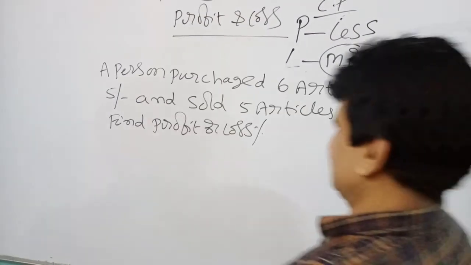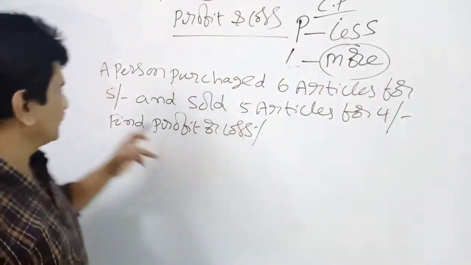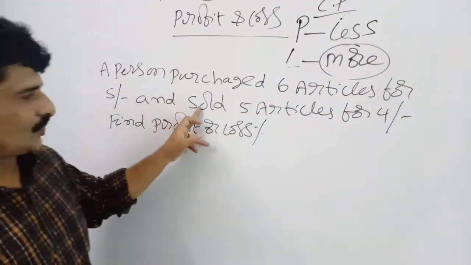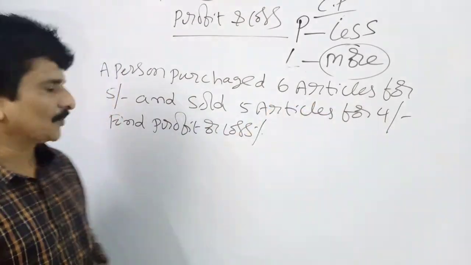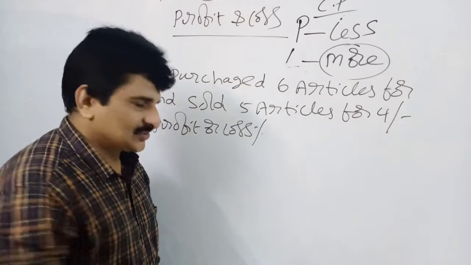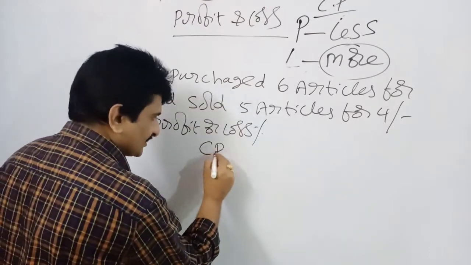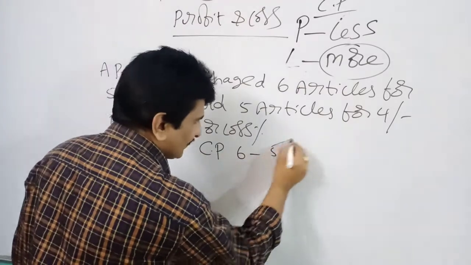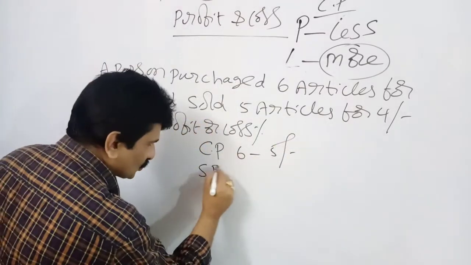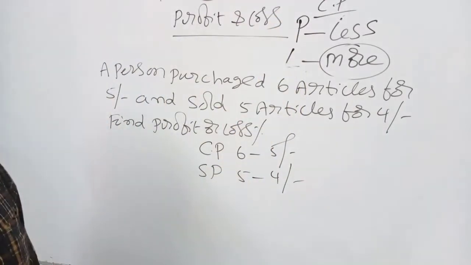This is the next model. A person purchased 6 articles for 5 rupees and sold 5 articles for 4 rupees. Find the profit or loss percentage. So now I am going to tell you a shortcut method for it. A person purchased means CP.